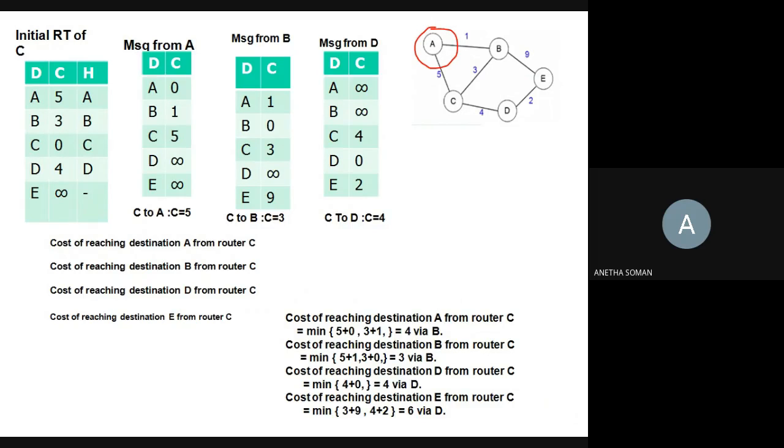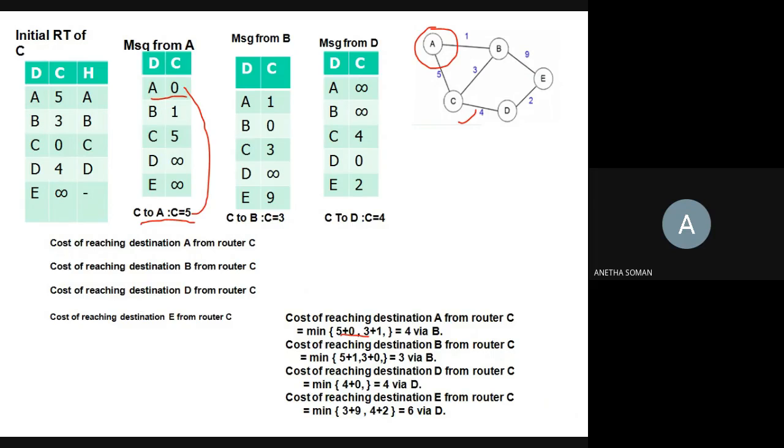Now, what is required is you want to reach A from C. From C, you have to reach A. Now, what are the different possibilities? The neighbors of C are A, B, and D. So if I want to reach my destination A from C, what is the thing? C to A, the fixed cost is equal to 5. Now the message I have received from A says its cost is 0. So I will add this 5 and 0. So 5 plus 0 is the first value that has been written here.